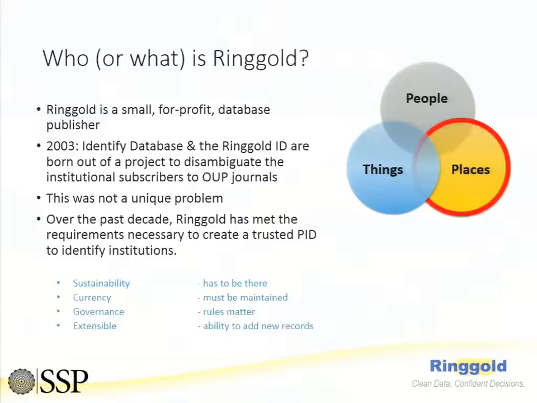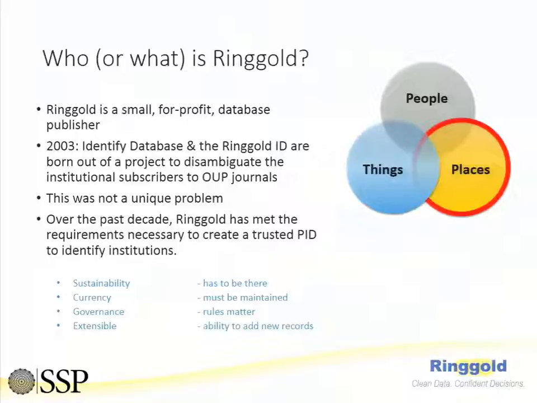We're a small for-profit database publisher, and in our founders' work with OUP back in 2003, it was evident that this really was not a unique problem, and the whole community could really benefit from having a persistent identifier for institutions. So we began building this authority file, and each one was uniquely identified with the Ringgold ID, each institution and each component of an institution. But in order to have the persistent ID be truly useful across the community and not just be something that was a solution for a single publisher, we needed the larger database to be responsive.